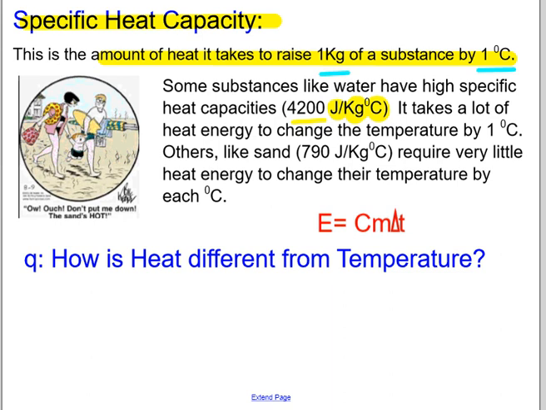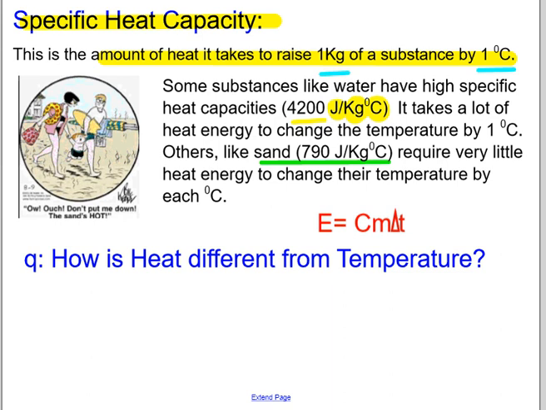Some things like water have very high specific heat capacities. Others, like sand, have much smaller ones. In the case of sand, we can raise the temperature of 1 kilogram of sand by a single degree when it receives only 790 joules per kilogram degree Celsius. This is the reason why if you go to the beach and the sun has been shining on the sand and the water at the same time, the sand feels so hot and the water still feels cool.